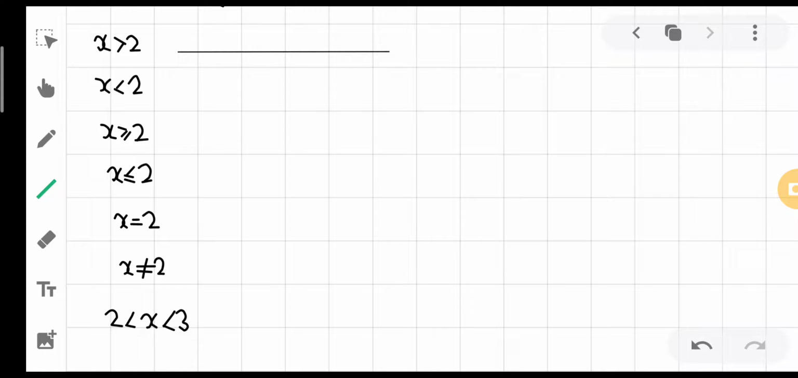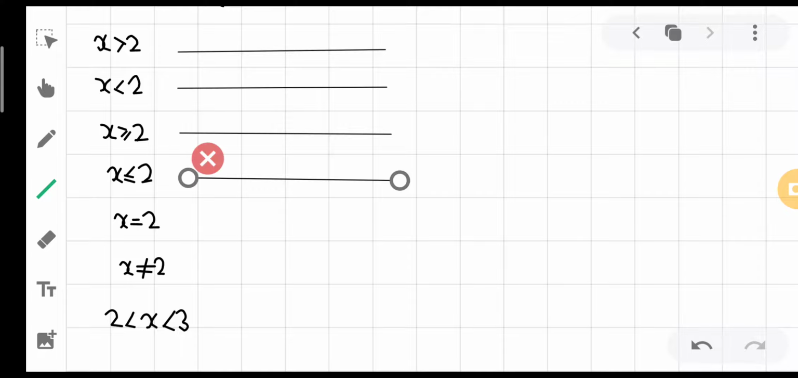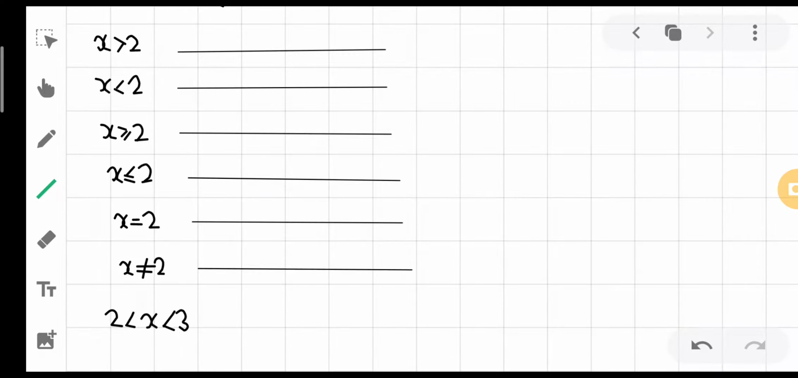Let me draw the number line first so that all of you will be clear. Let me first draw all the lines, then I'm going to label them so that everything becomes clear to you. This one and the last is this one.